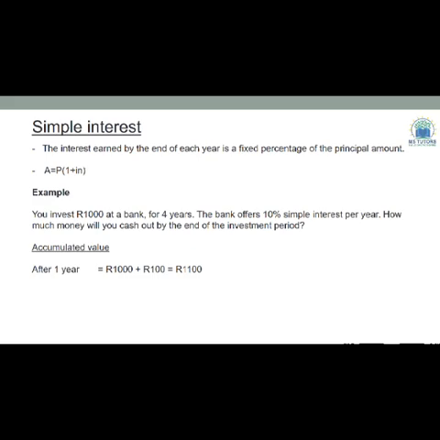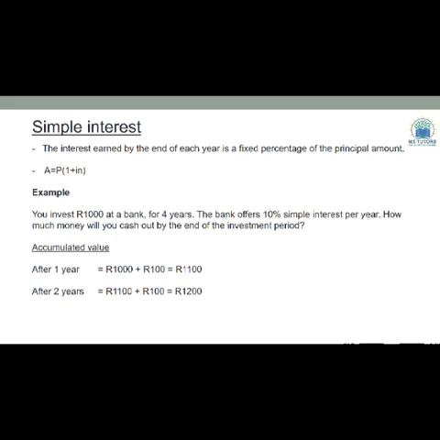By the end of the second year, it will be the accumulated value after 1 year plus the interest earned during the second year, which is the same as the interest that was earned in the first year, that 100 rands. So you earned 100 rands in the first year and you earned 100 rands in the second year.